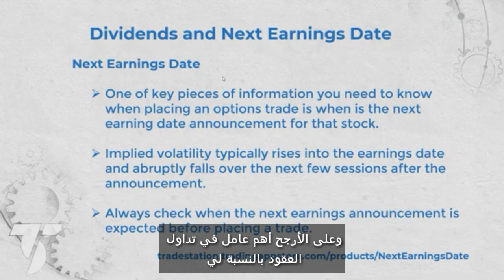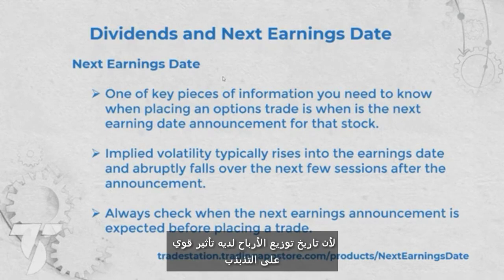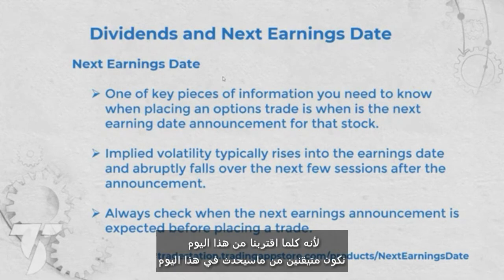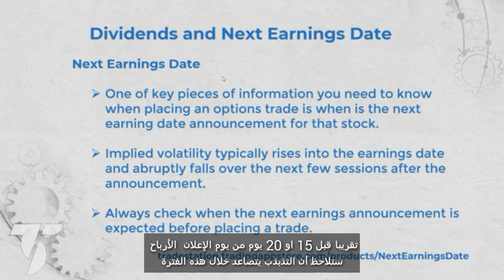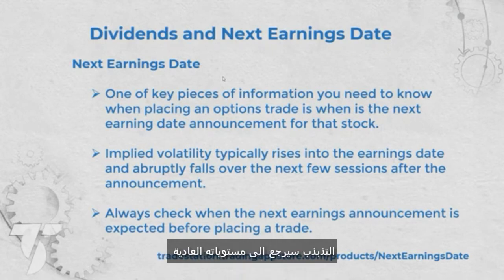But probably the most important factor in options trading, in my mind, is when is the next earnings date? Because earnings dates have an incredible effect on volatility. As we get closer and closer to an earnings announcement, you typically see the option prices go up, because as we get closer to that date, there's more and more uncertainty about what's going to happen on that particular date. So anywhere from 15 to 20 trading days prior to an earnings announcement, you're going to see volatility spike up during that period of time. And as soon as the earnings announcement is over, whether it's good news or bad news, the volatility is going to go back down to a normal level.